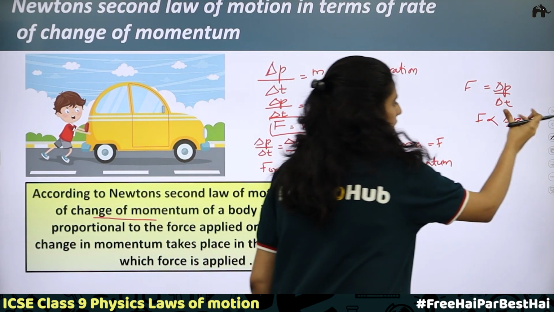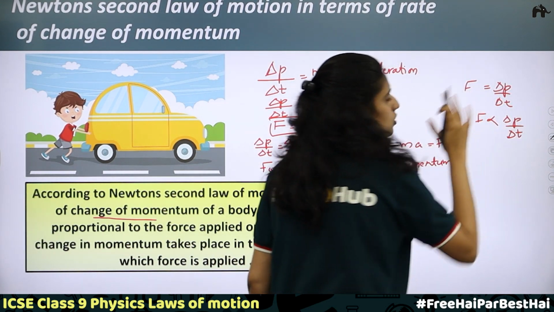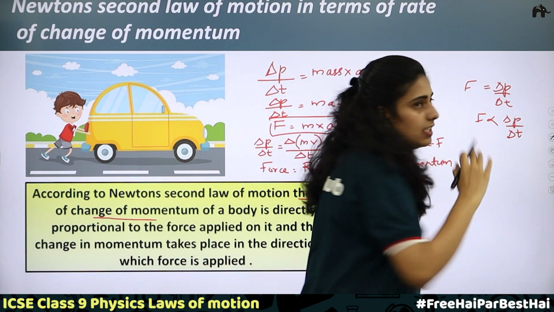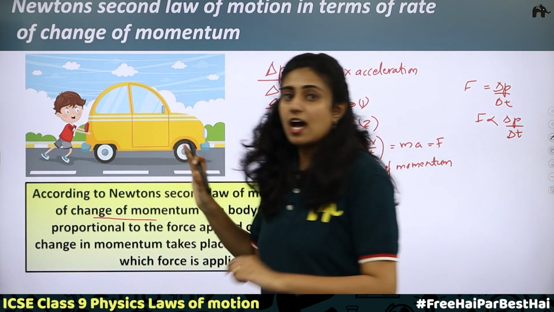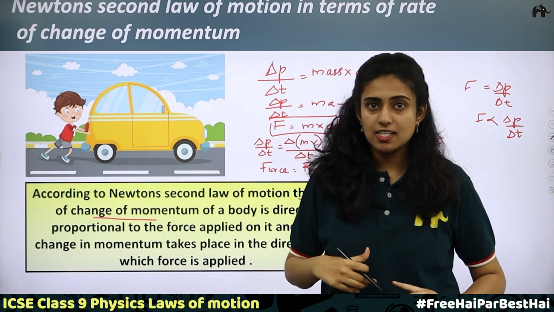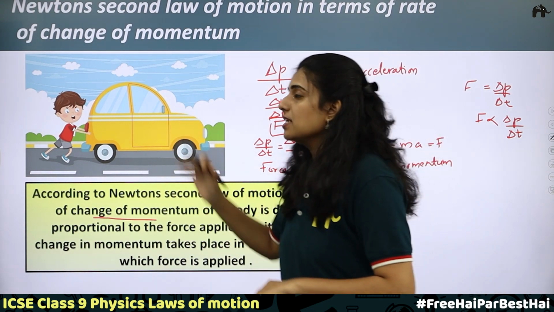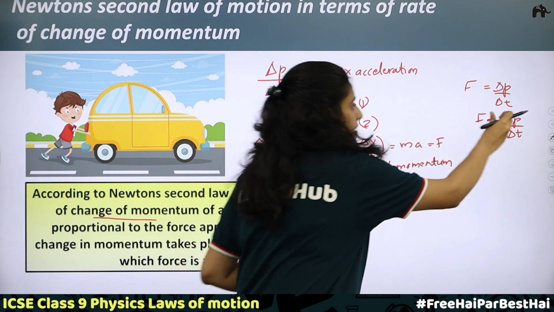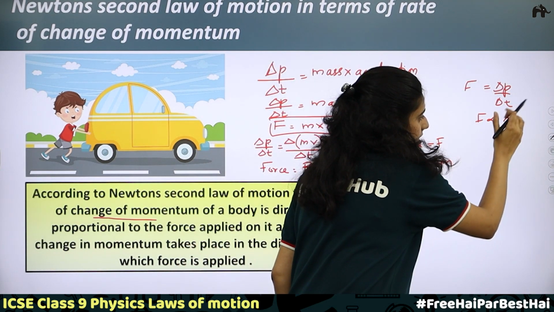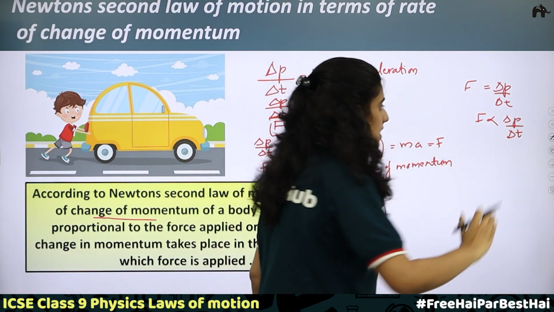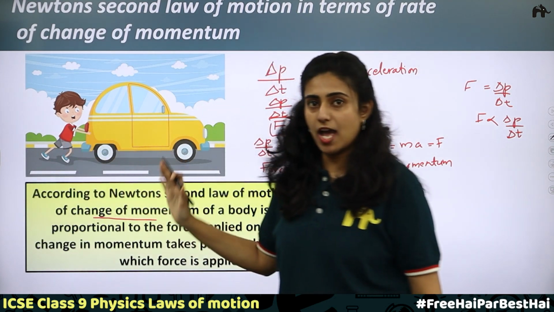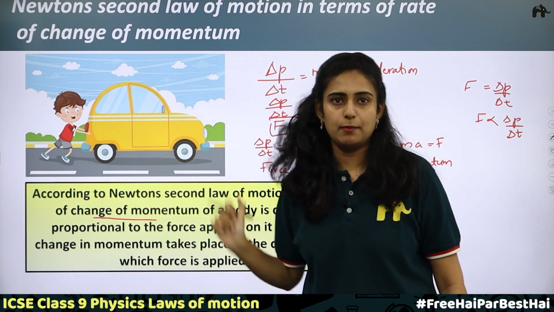When change in momentum increases with time, force also increases. When force increases, the change in momentum increases. How does force increase? Here, if the boy is pushing the car with a great force, the change in velocity will increase, acceleration will increase, hence momentum will also increase. Then delta P will increase, right? So, they are directly proportional. Also, you can see there is no negative sign here, which means the direction will be the same. In which direction force is applied, momentum change will also be in the same direction.